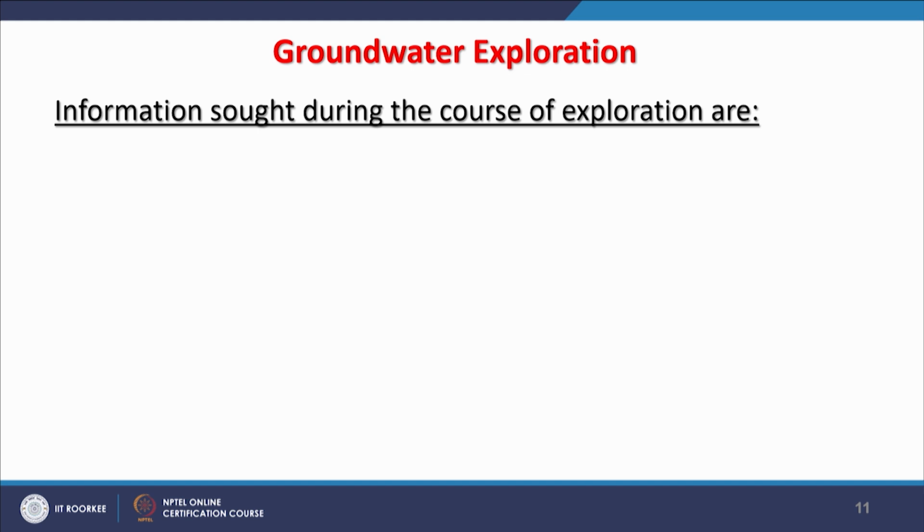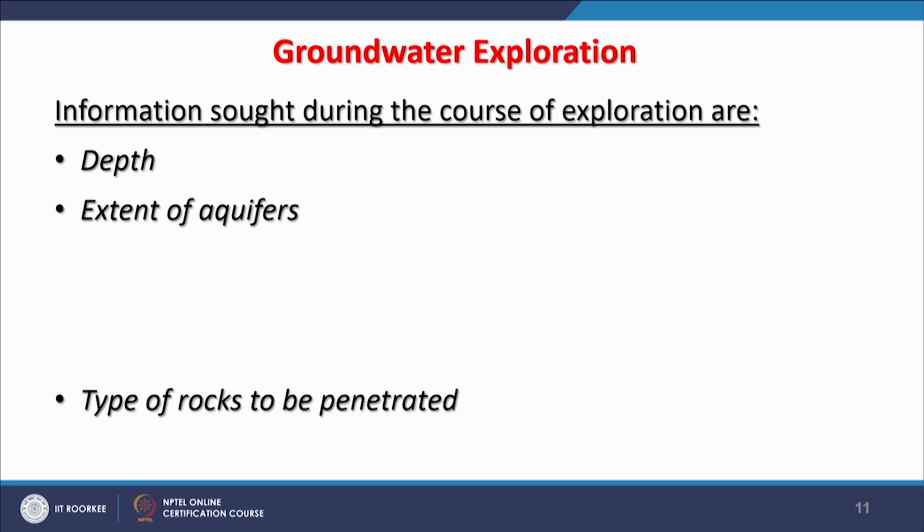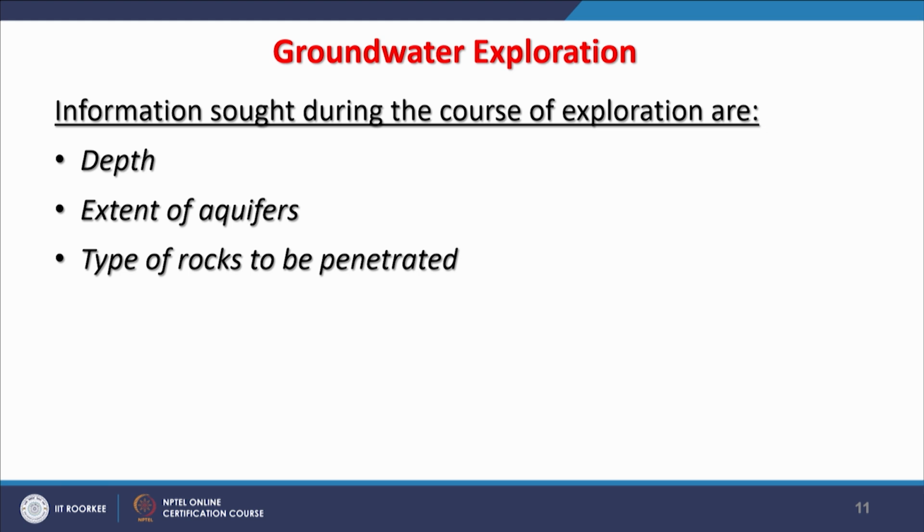So, what is the information sought during the course of groundwater exploration? One is depth, at what depth the water would be available. Basically the locations of water bearing aquifers and the extent of aquifers, what is the lateral length of the aquifer. Of course, one of the tests which people do, we have been also discussing pumping tests, can give some indications about the extent of aquifers. But if it has to be exactly demarcated, then a few more drillings might be required, and types of rocks to be penetrated.